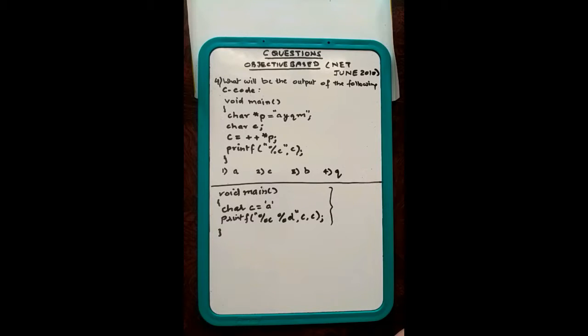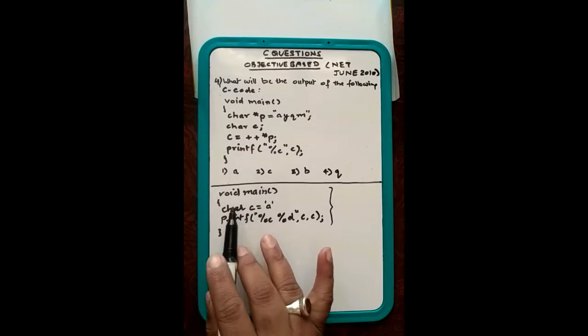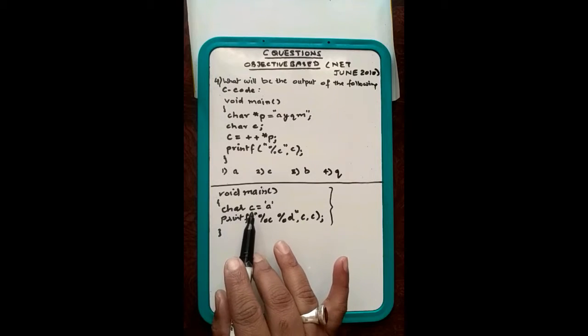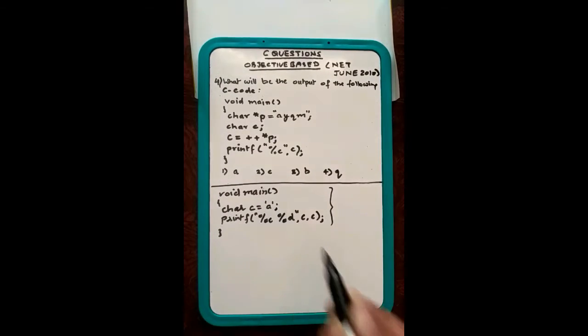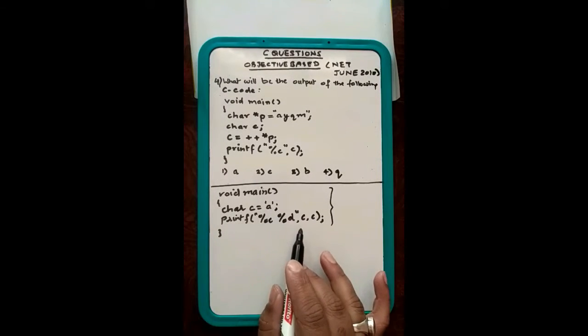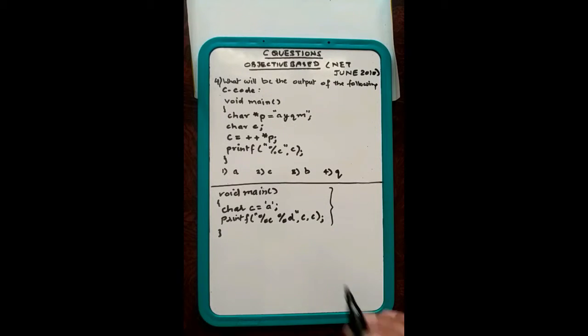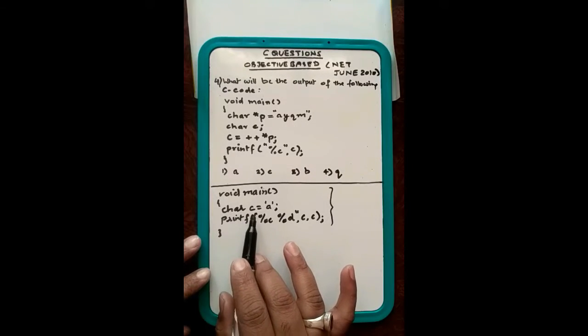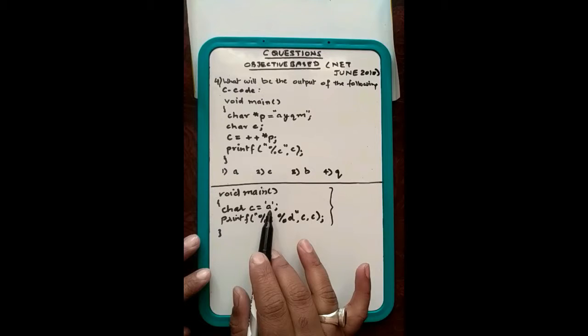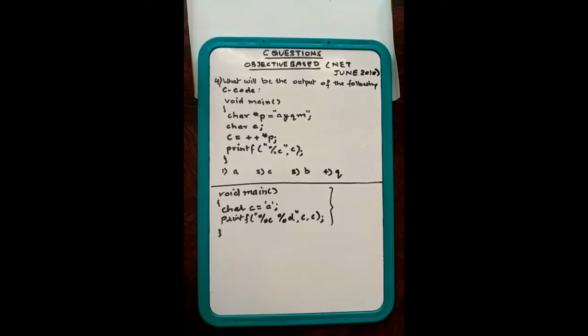Now if you see this particular question, here I have written void main, char c is equal to 'a', written in single inverted commas, printf percentage c space percentage d, comma c, comma c. What will be the output of this program? I have declared c as a character and stored the value a in this character variable c.